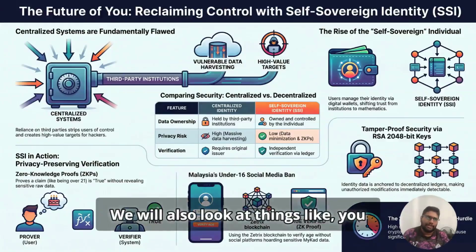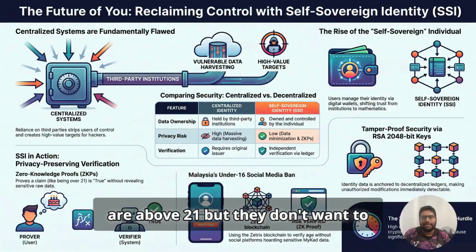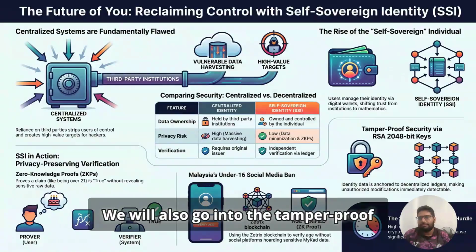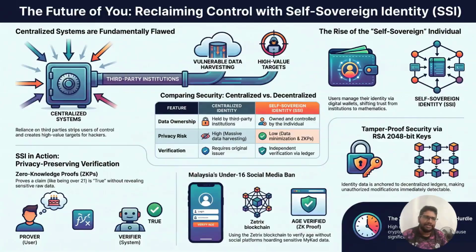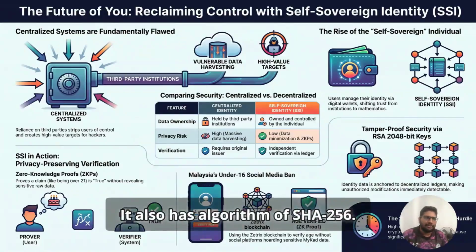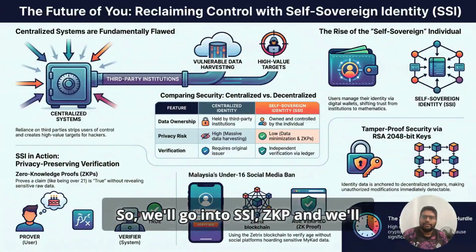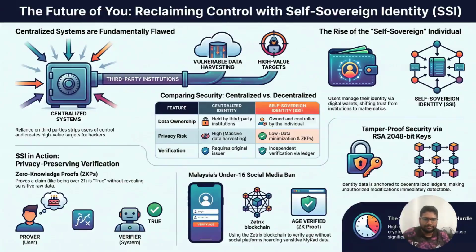We'll also look at things like, how can people buy alcohol if they are above 21 but they don't want to show their ID. We will also go into the tamper-proof security using RSA 2048 keys. It also has an algorithm of SHA-256. So we'll go into SSI, ZKP, and we'll tell why blockchain is so important in today's time.